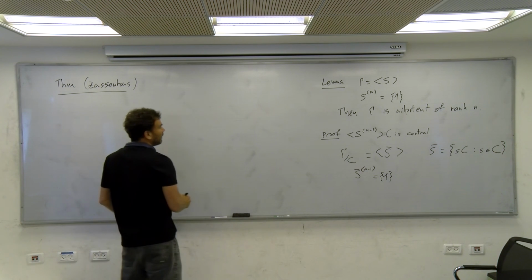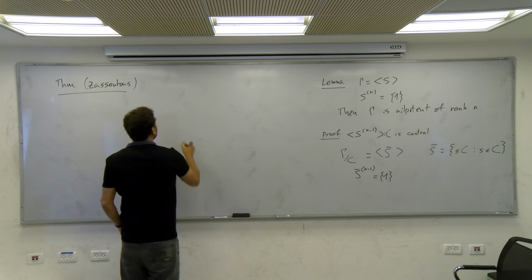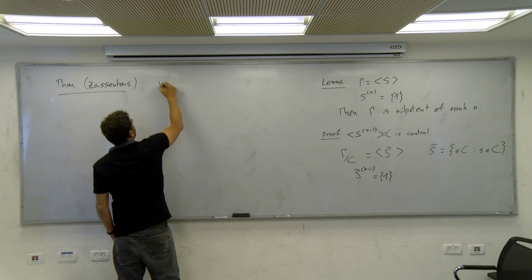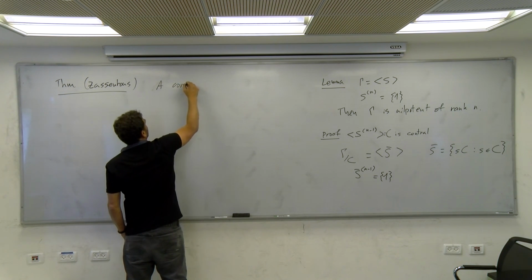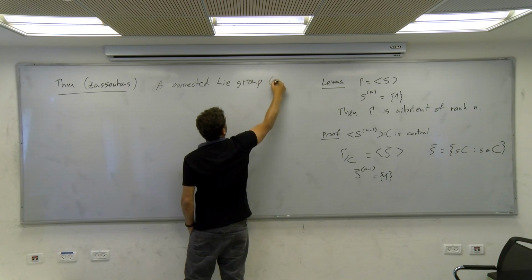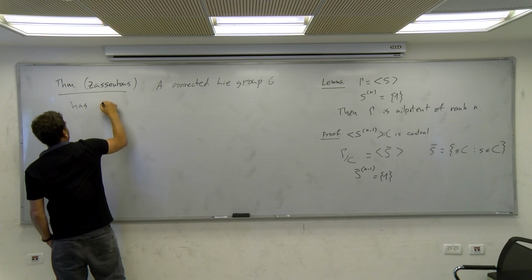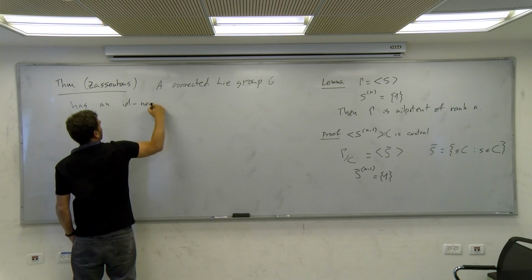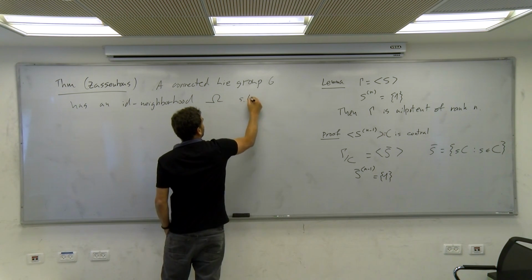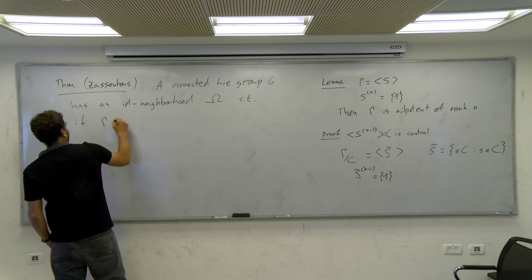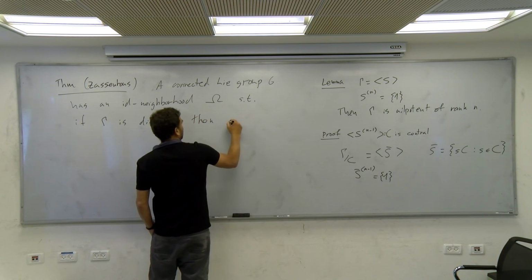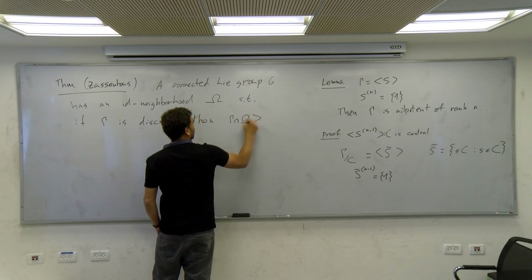A Lie group, any connected Lie group G, has a neighborhood of the identity, omega, such that if gamma is discrete, then gamma intersection with omega is nilpotent.